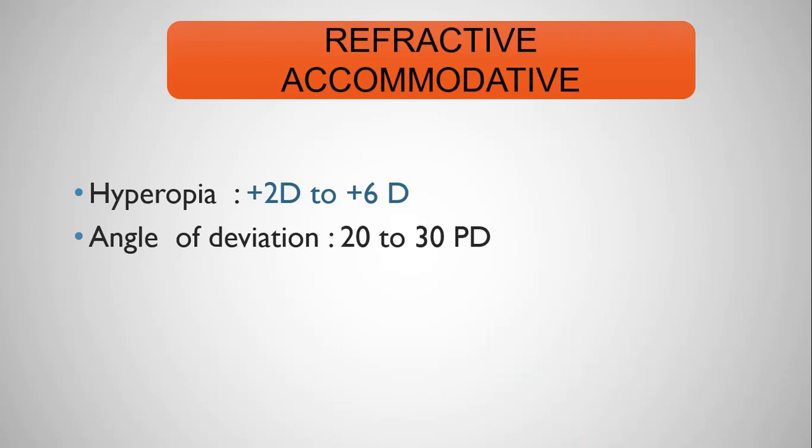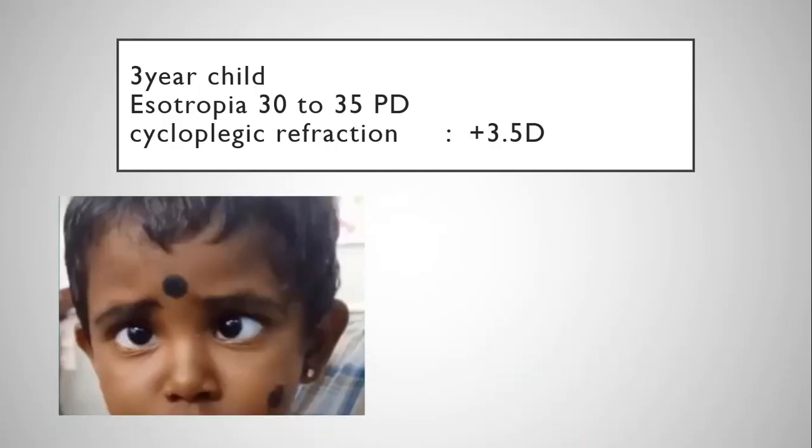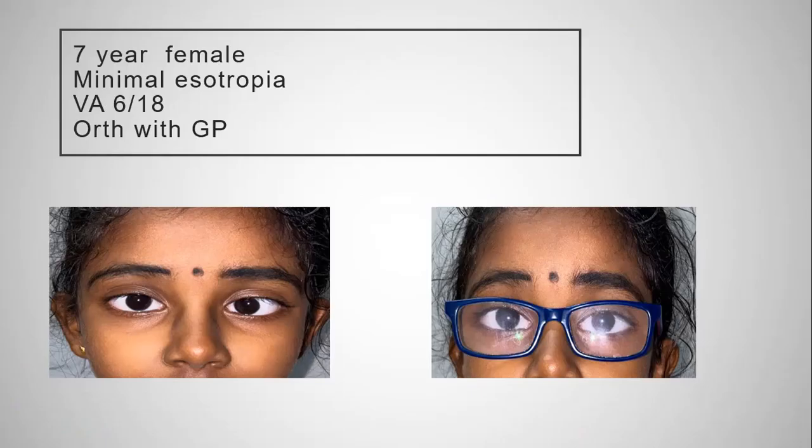Then in refractive accommodative esotropia, the hyperopia is +2 to +6 diopters. The angular deviation is minimal, that is 20 to 30 prism diopters. Here is a clinical scenario. A 3-year-old child is esotropic, 30 to 35 prism diopters. After cycloplegic refraction, we got +3.5. We give the glasses, and after wearing glasses, the eye becomes orthophoric. Similarly, in a 7-year-old female child, minimal esotropia is there. After giving the glasses, the eye becomes ortho.